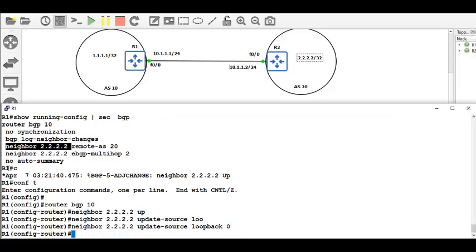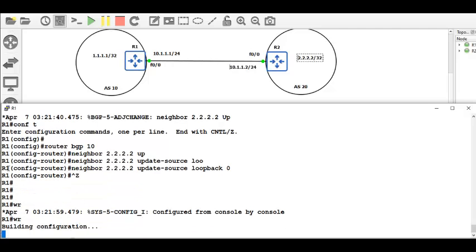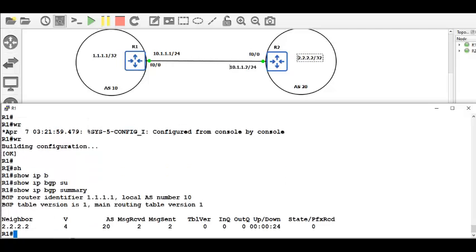Now you're going to see, show IP BGP summary. You can see now the BGP is up. It's not saying neighbor active. It says BGP is up for the last 24 seconds. So far no prefixes learned, because we have not advertised any prefixes.